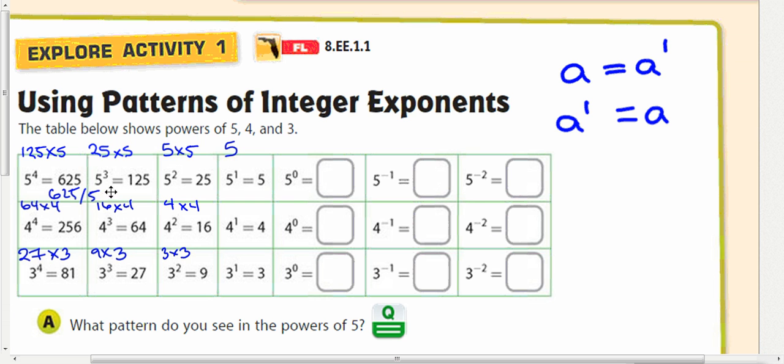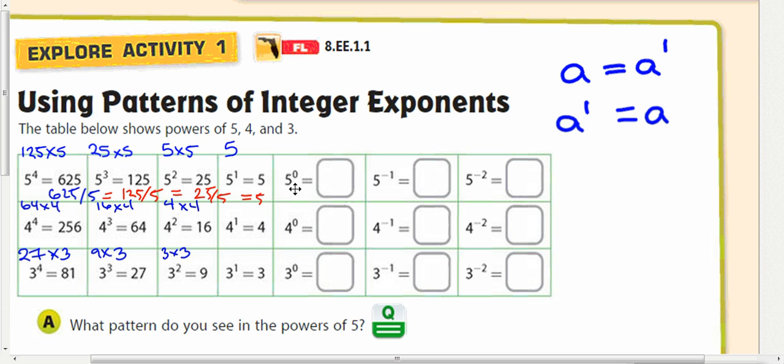Once I have 125, to go to 25, I would need to divide by 5 again. And I do get 25. To go from 5 to the second to 5 to the first, I divide by 5 again. And 25 divided by 5 is 5. But now that takes us over to 5 to the 0.